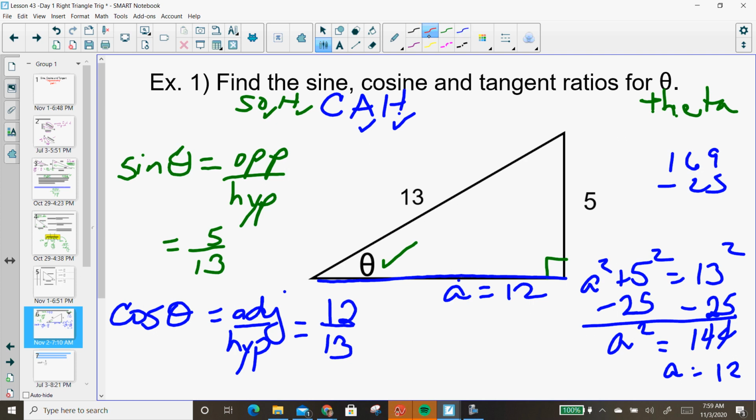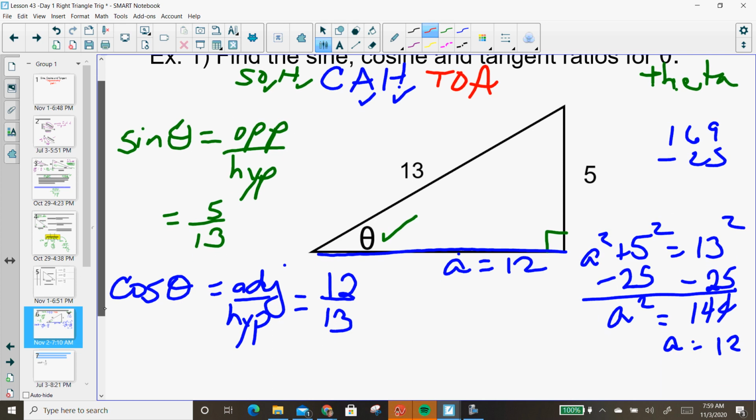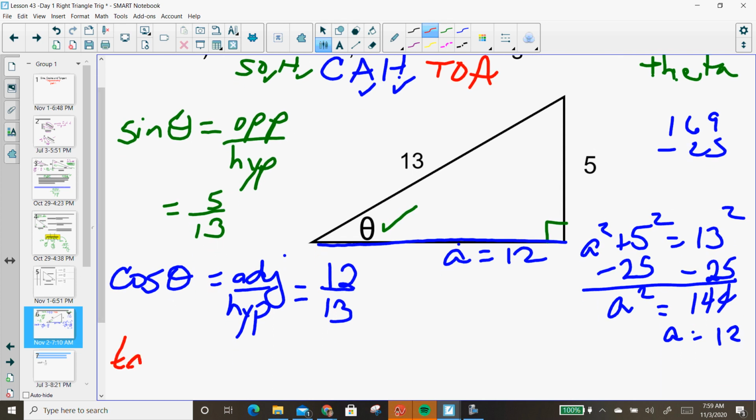Okay, that leaves tangent. So tangent of theta needs to be opposite over adjacent. So write in the chat the fraction for this. Opposite over adjacent.